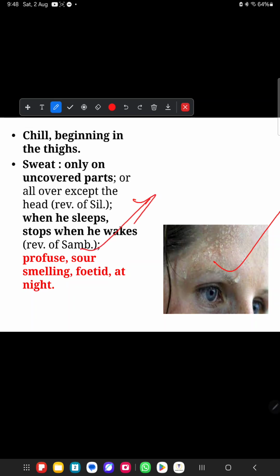But sweat as soon as he closes the eyes, which medicine? The medicine is Conium maculatum and Cinchona.